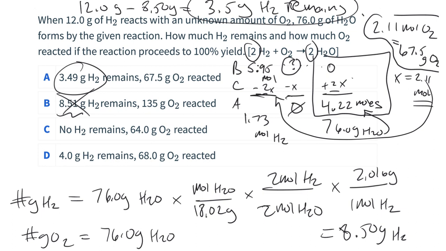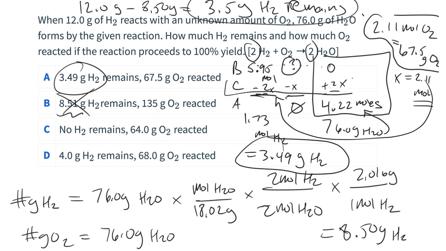Which gives me 3.49 grams of H2. So 3.5 grams of H2 remain. So to me, the BCA chart's a little messier. You're converting between grams and moles more liberally. We can do that. We can use the chart, hopefully to help our understanding of the problem.